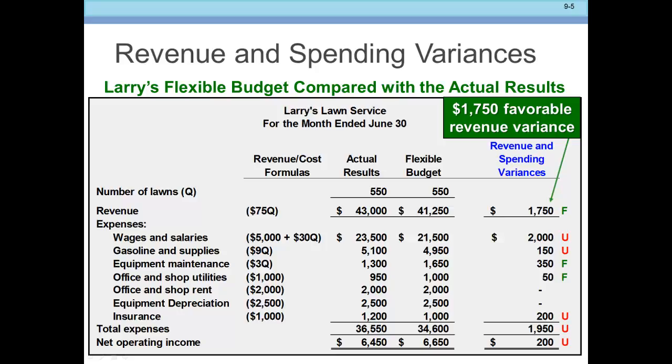You bet. By comparing actual results to the flexible budget, we're comparing the budget at actual activity levels to the actual results, or apples to apples.